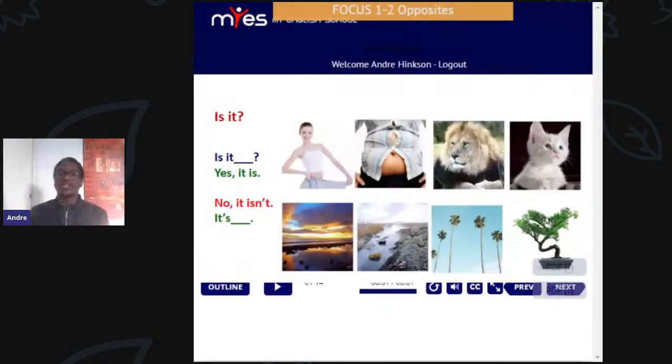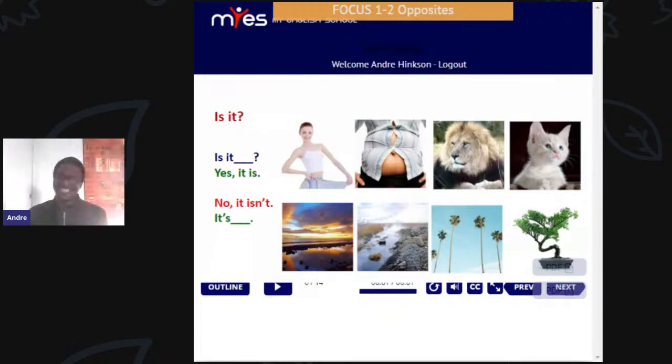Good. Let's look at the second picture. So let's look at using the adjective thin, the same question. So for the second picture, maybe it's a female, so we use she again. So for the second picture, is she thin?